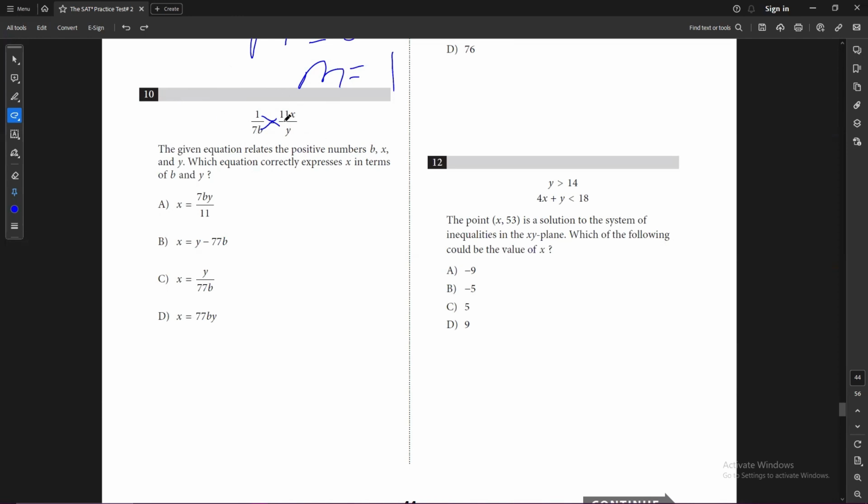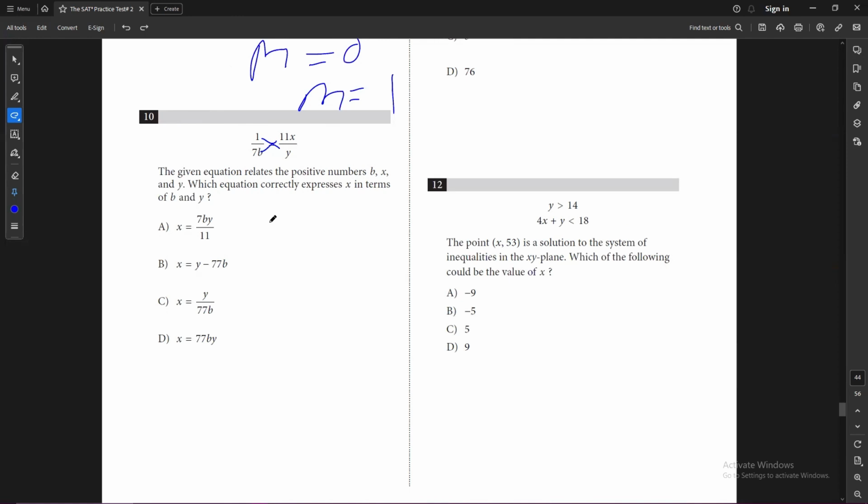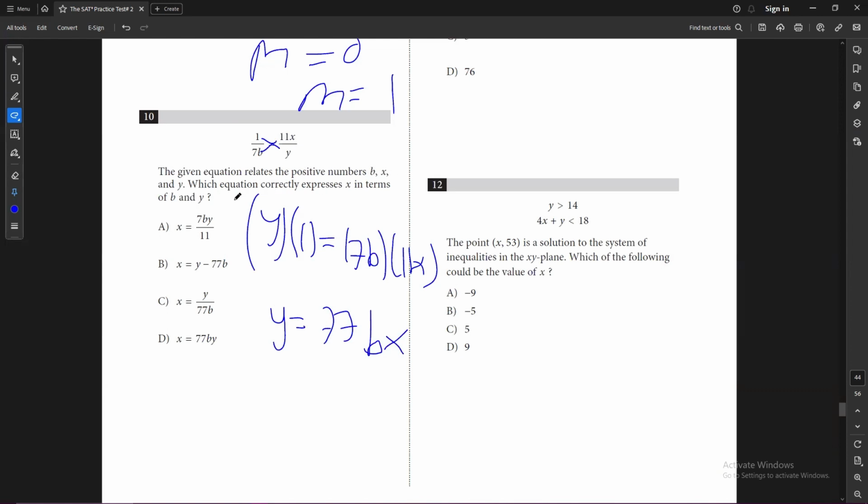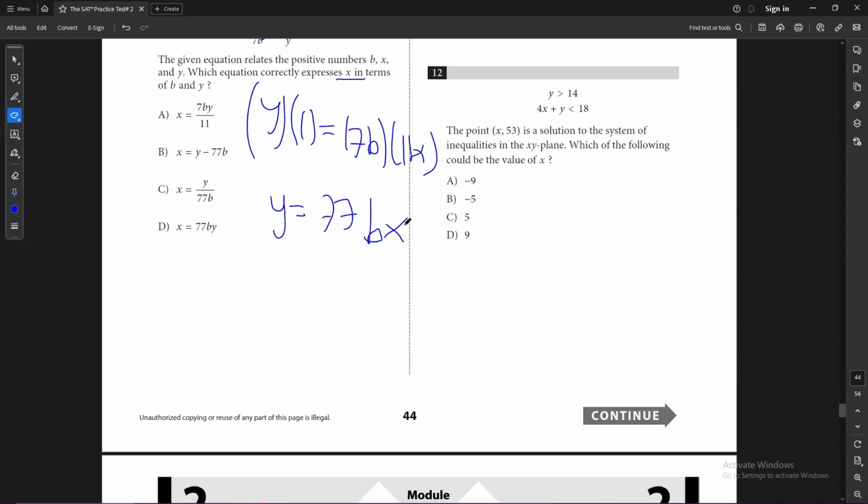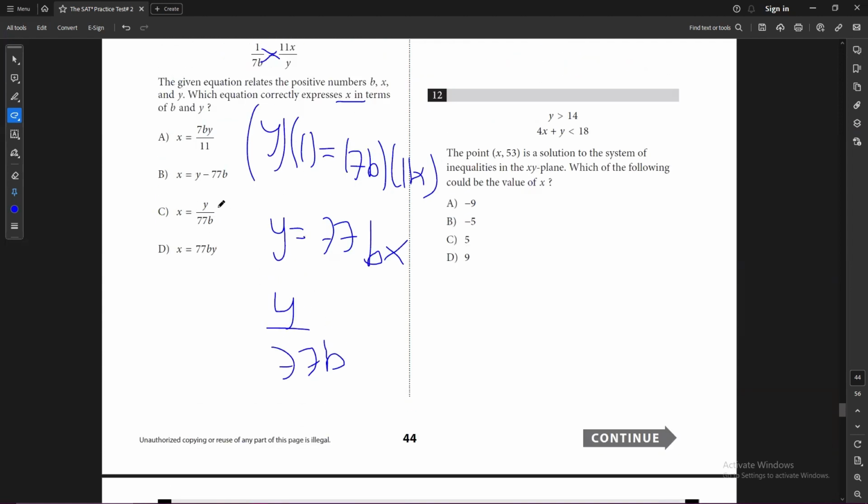Of course, you can multiply this with 7b, and after that multiply with y, but that will be a big problem, and you don't want to lose your time with that. Just cross multiply them. So y times 1 equals 7b times 11x. Therefore, y is equal to, I'm sorry, 77bx, and they're asking for x. So I want to leave x alone and divide everywhere by 77b, and I end up with y over 77b. Answer choice C.